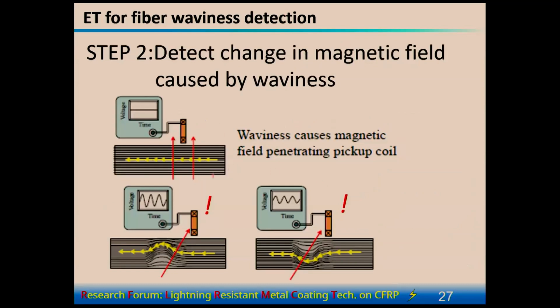And this is the image of the testing. When the fiber is straight, the eddy current path is also straight, and the magnetic field is caused vertical to this current path. And if we put the pickup coil in this direction, no signal is obtained. But if there is fiber waviness like this, then the current path is changed, and the magnetic field is also changed. Then this pickup coil gets some signal, and we can recognize that there is fiber waviness.